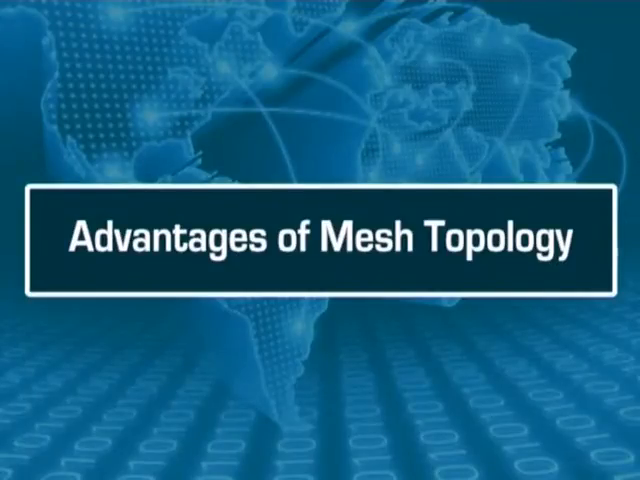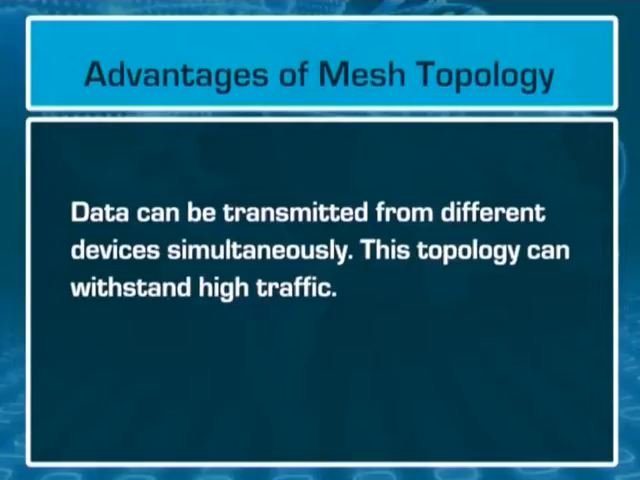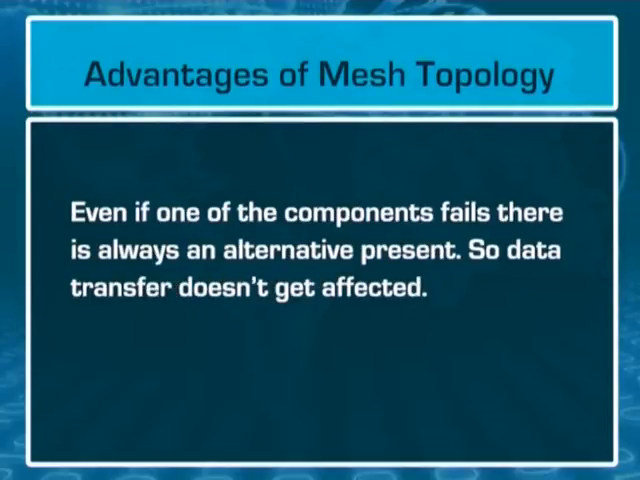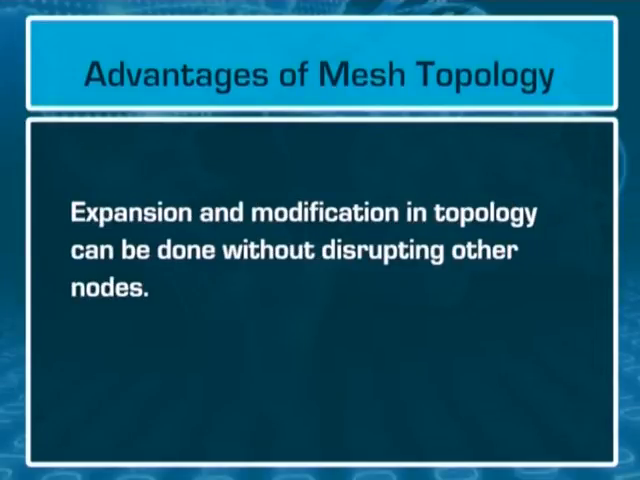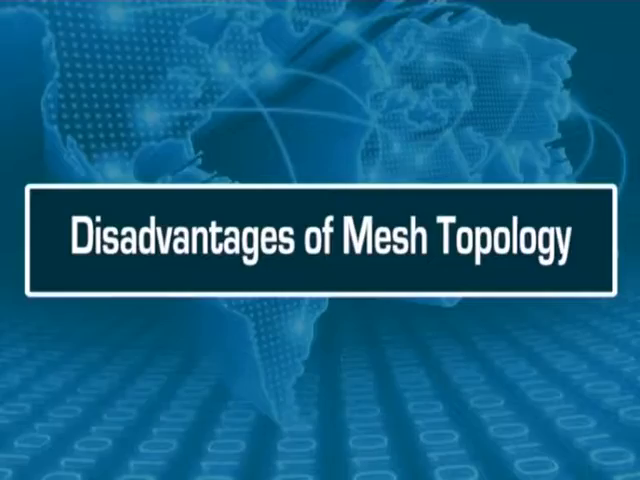Now, coming to the advantages of mesh topology. There are many advantages associated with this topology, such as: number 1, data can be transmitted from different devices simultaneously. This topology can withstand high traffic. Number 2, even if one of the components fails, there is always an alternative present, so data transfer does not get affected. Number 3, expansion and modification in topology can be done without disrupting other nodes. Now, disadvantages of mesh topology.